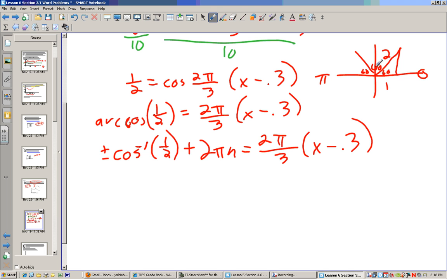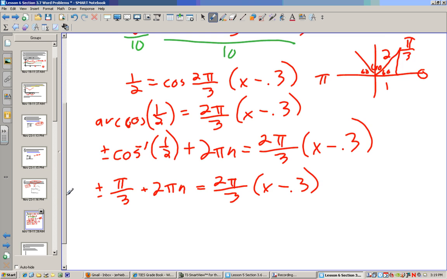That's when it's 60 degrees. So to do 60, that's dividing pi into 3. And so that's got to be pi over 3. So this is plus or minus pi over 3 plus 2 pi n. That equals 2 pi over 3 times (x minus 0.3).